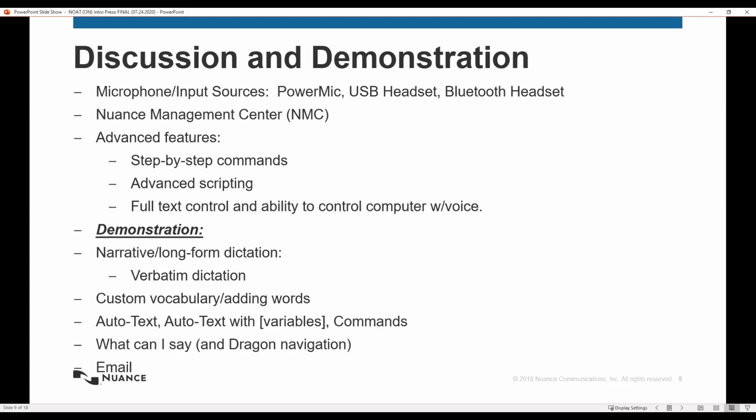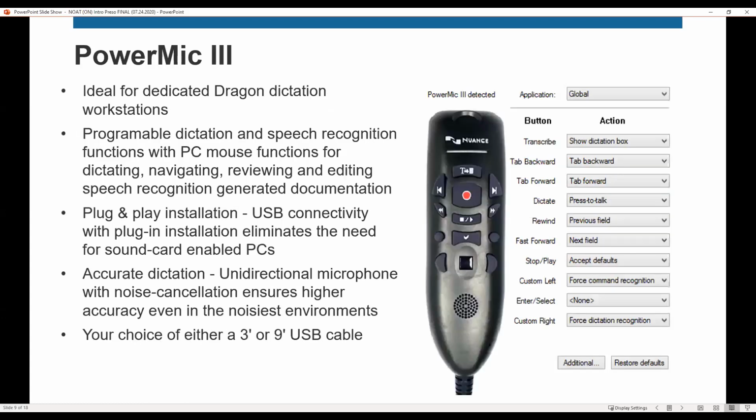Before we dive into the demonstration, some of the things that I wanted to discuss that I can't really show are our microphone or our input sources. We have a couple of different choices for that: the power mic, the USB headset, and the Bluetooth headset. We're going to go through the Nuance Management Center, and then some of the advanced features we can discuss, and then I'm going to hand the ball over to Tom, and he's going to dive into a live tour and overview, if you will, a live demonstration.